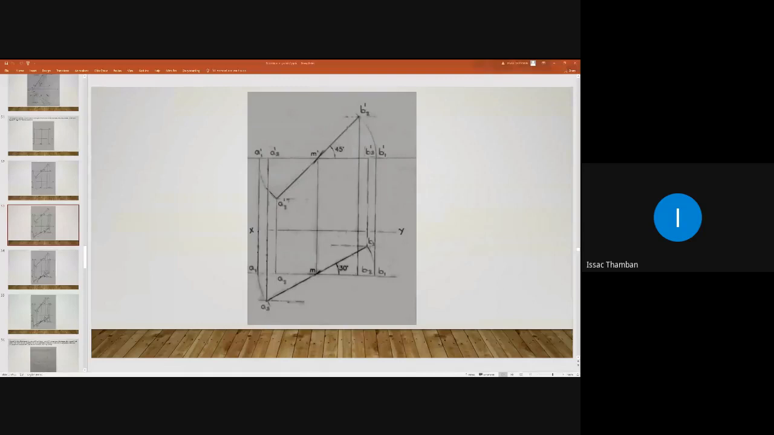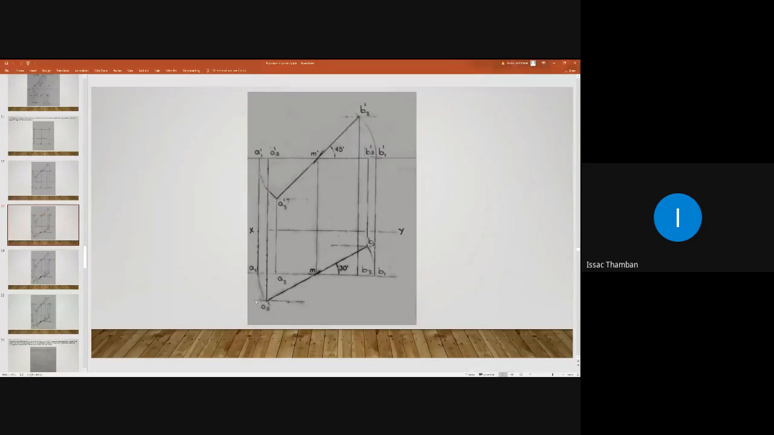Ashwini, have you obtained A3 dash, B3 dash? Yes, sir. Okay. So that is the elevation length, the apparent length in the elevation. So we have obtained the plan length and we have obtained the elevation length.